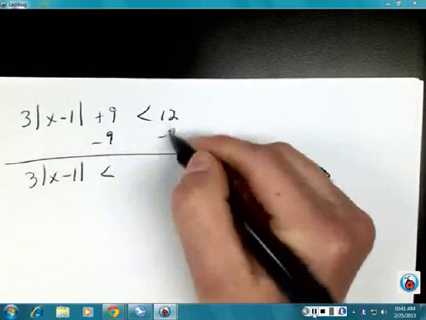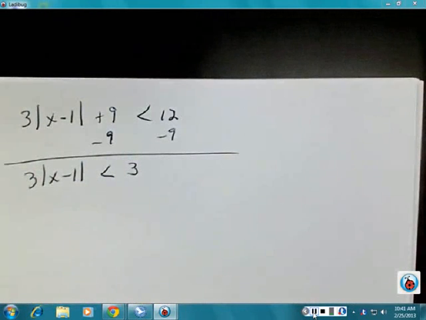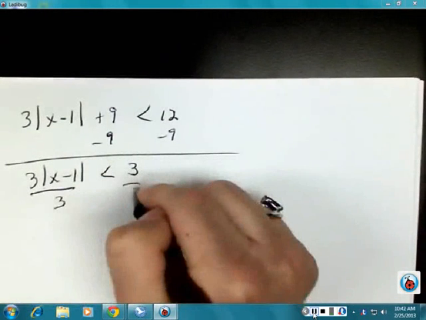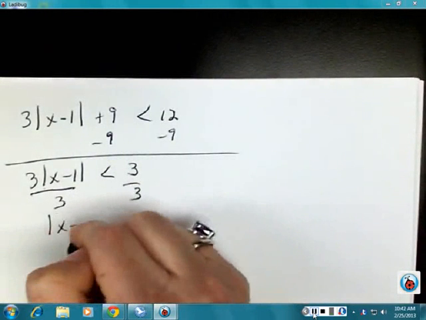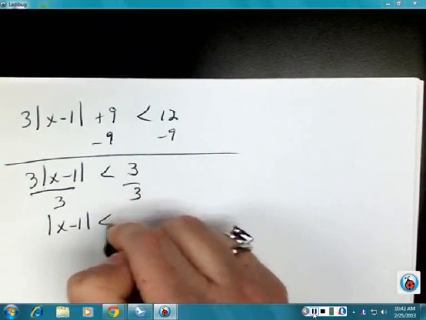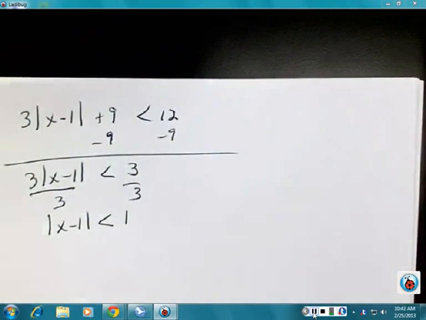Twelve minus 9 is 3. Now we need to divide by 3. Mm-hmm. That was just a guess. I guessed right? You did. Good guess in there. Divide by 3. 3 divided by 3 is 1.